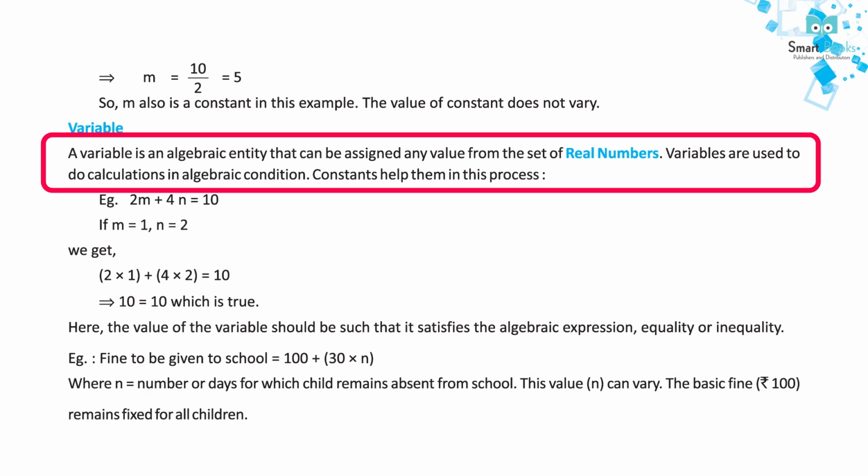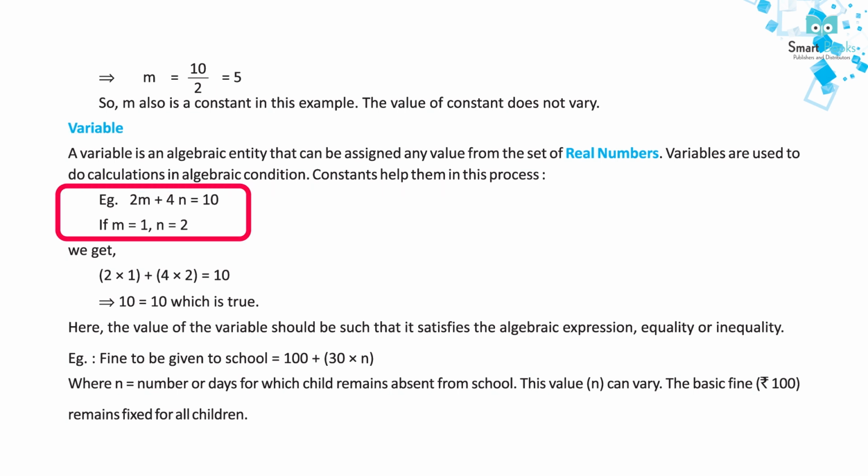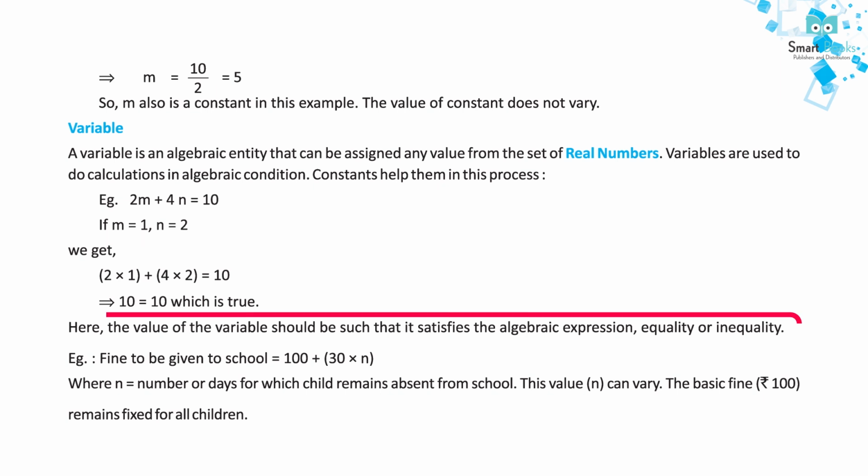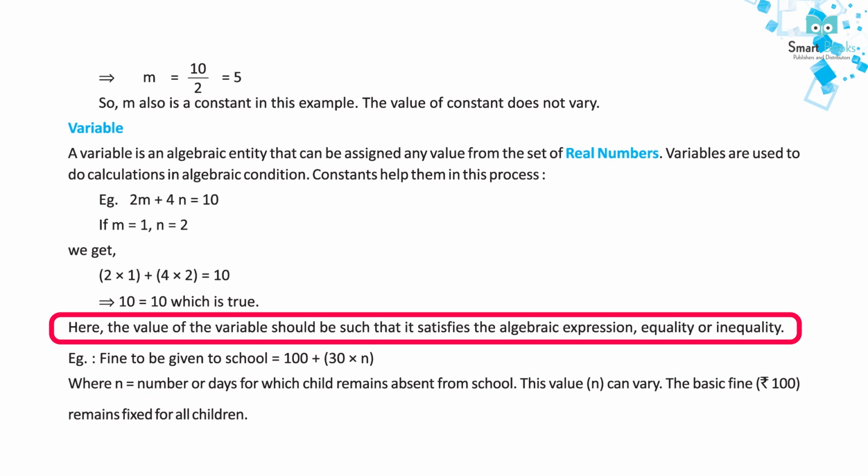Variable: a variable is an algebraic entity that can be assigned any value from the set of real numbers. Variables are used to do calculations in algebraic conditions. Constants help them in this process. Example, 2m plus 4n equals 10. If m equals 1, n equals 2. We get 2 into 1 plus 4 into 2 equals 10. 10 equals 10, which is true. Here, the value of the variable should be such that it satisfies the algebraic expression, equality or inequality.